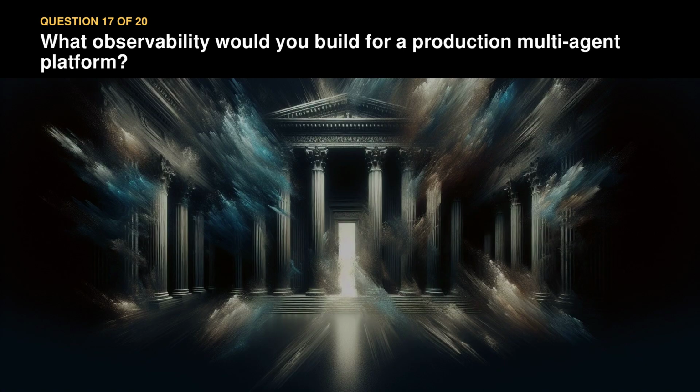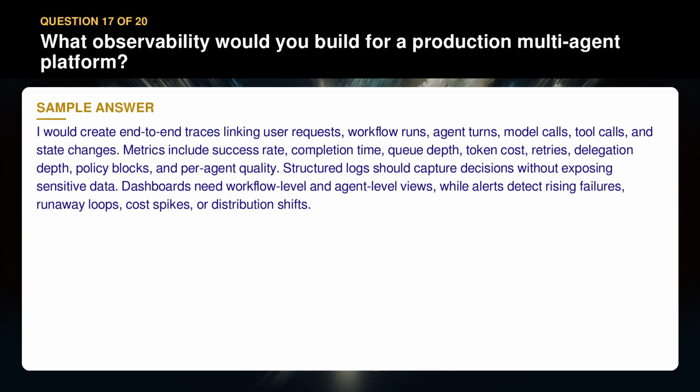Question 17. What observability would you build for a production multi-agent platform? I would create end-to-end traces linking user requests, workflow runs, agent turns, model calls, tool calls, and state changes. Metrics include success rate, completion time, queue depth, token cost, retries, delegation depth, policy blocks, and per-agent quality. Structured logs should capture decisions without exposing sensitive data. Dashboards need workflow-level and agent-level views, while alerts detect rising failures, runaway loops, cost spikes, or distribution shifts.